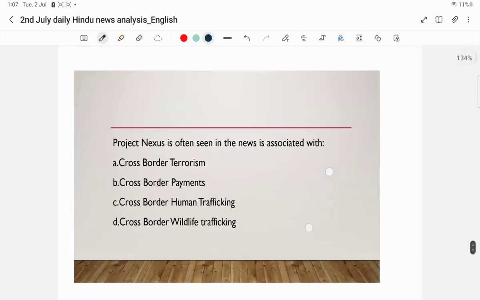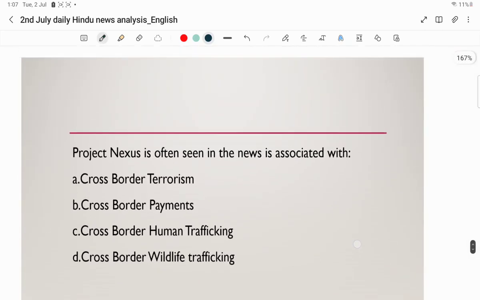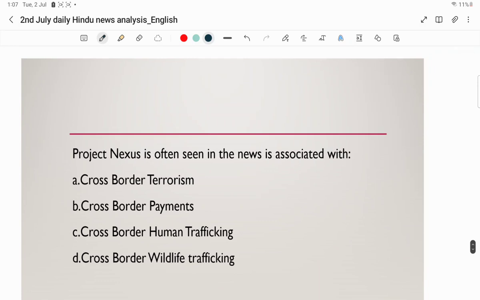And finally, that's it. These are some of the important articles, friends, and this is today's prelims question. Project Nexus is often seen in the news, it is associated with: A, cross-border terrorism; B, cross-border payments; C, cross-border human trafficking; D, cross-border wildlife trafficking. So by now, I feel that you already know the answer.